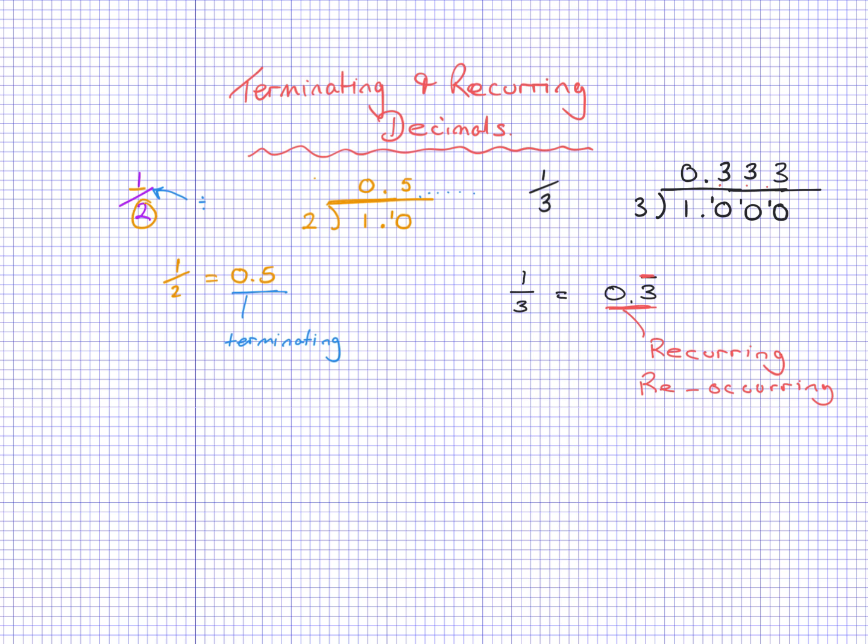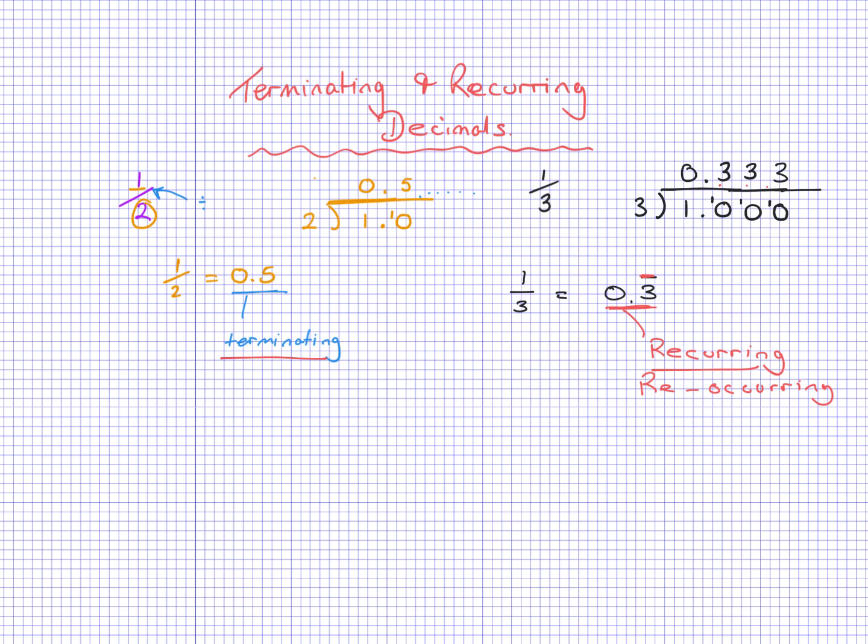So our two types so far are terminating and recurring. Okay, so the two very important types are like that. Now, if a decimal stops at all, it's terminating. If it keeps going forever and there's no end in sight, it will be called recurring.